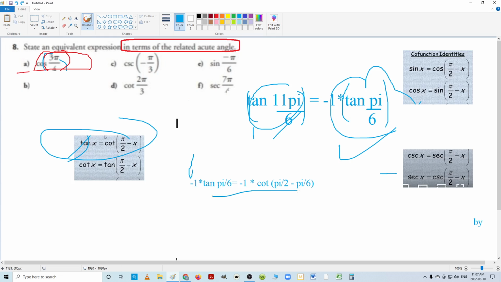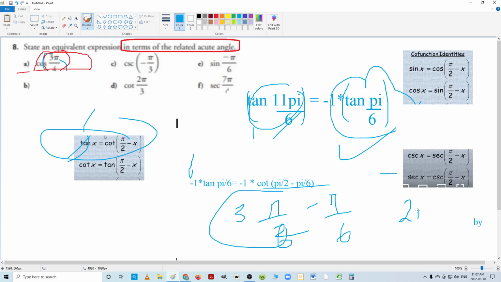And all I've done is use this right here. This is the tan I have. I'm trying to find a cotan equivalent. So if I take pi over 6 and pi over 2 minus pi over 6, I have to make my left fraction have the same denominator, so I multiply by 3, top and bottom. So I get 3 pi over 6 minus 1 pi over 6. I get 2 pi over 6. And you always want to simplify. This can be simplified. So I get pi over 3.